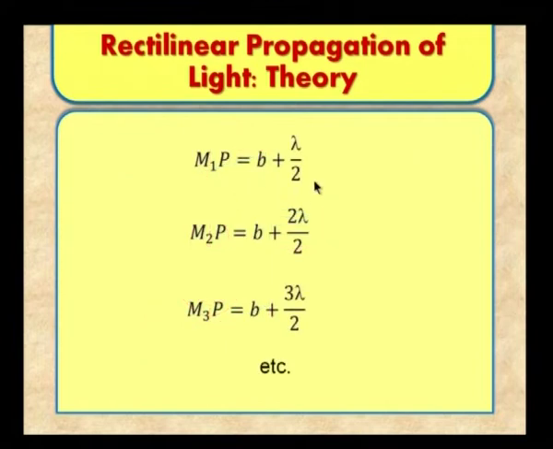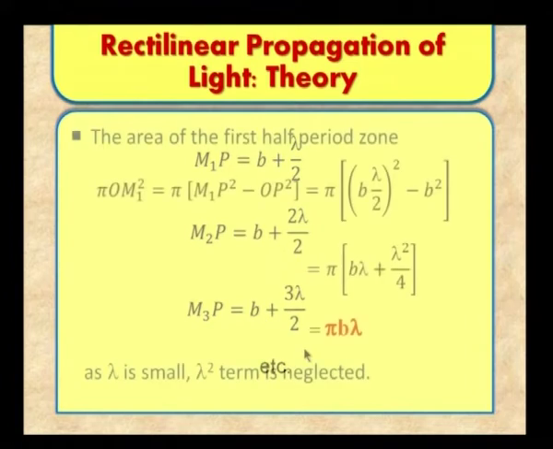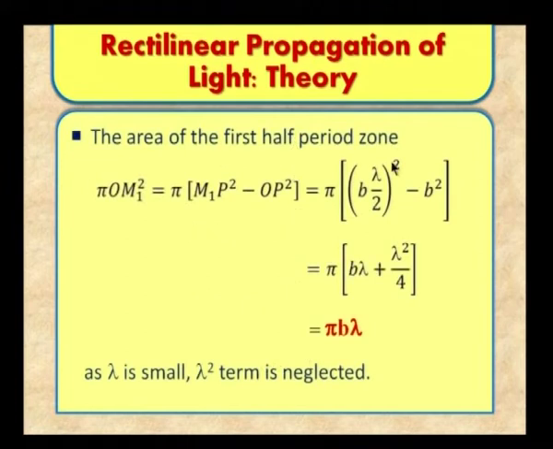M1P is P plus B lambda by 2, M2P, that is the distance between the second zone and the point P, is P plus B plus 2 lambda by 2, B plus 3 lambda by 2, etc. They are the distances, right. So the area of the first half period zone will be given by pi times Ym1 square.